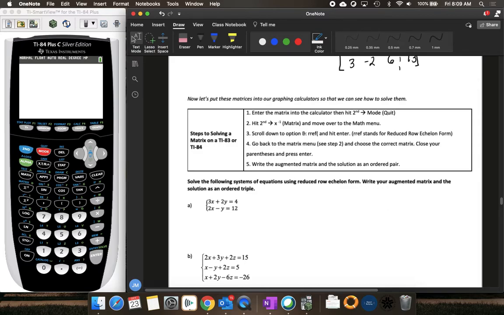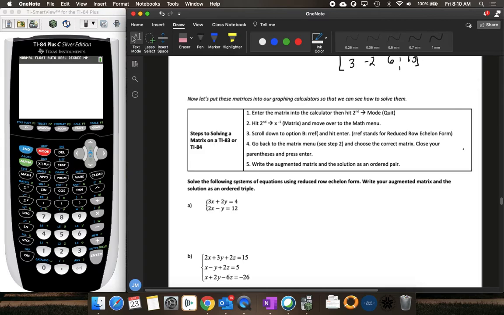The way you get to that matrix screen is you'll hit second and then this x to the -1 button. And then you'll move over to the math menu where you'll choose an option, which is usually option B. It'll be called RREF. And just so you're aware, RREF stands for Reduced Row Echelon Form. Not something that you need to remember, but if you're wondering what it stands for, that's what it is in place of.